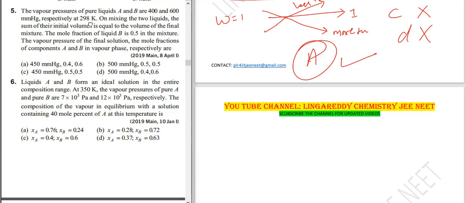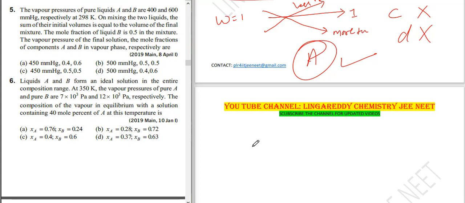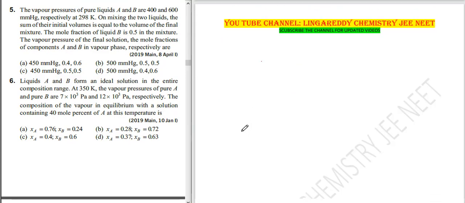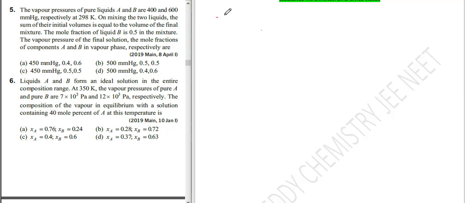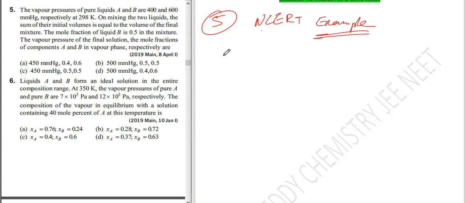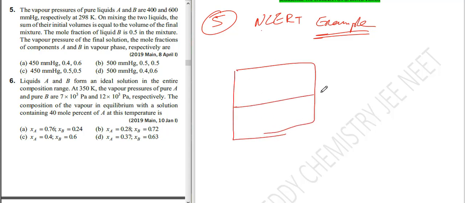Next, question number 5. This question number 5 is similar to the NCERT example questions. Now what is given? First you write what is given. Liquid phase, vapor phase. In the liquid phase, A and B are there. Of course, here also A and B will be there.